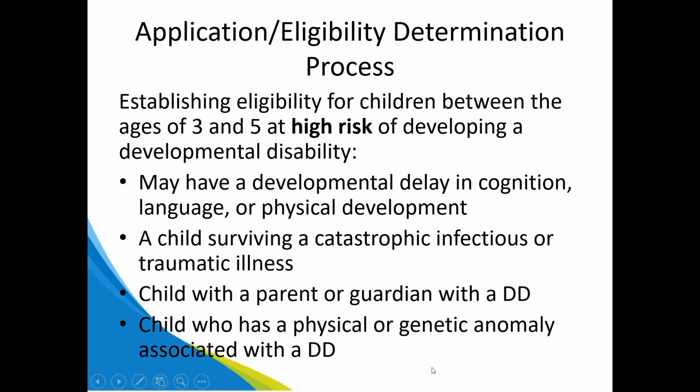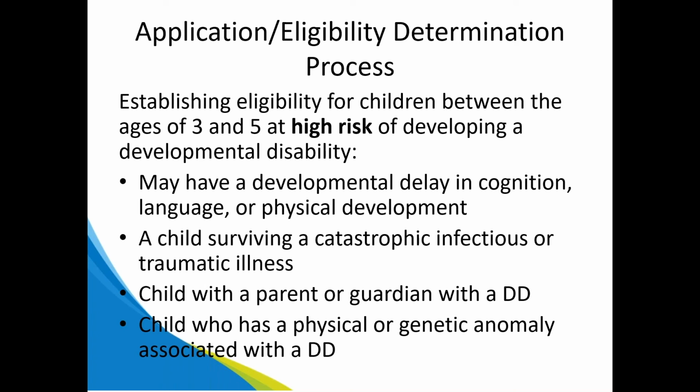Children between the ages of 3 and 5 who are at high risk of developing a developmental disability may also receive services from the agency. Establishing eligibility for high-risk children requires evidence of a determination by an APD regional office that a medical diagnosis of developmental delay of the child indicates a high probability that the child is likely to have an eventual diagnosis of a qualifying condition.